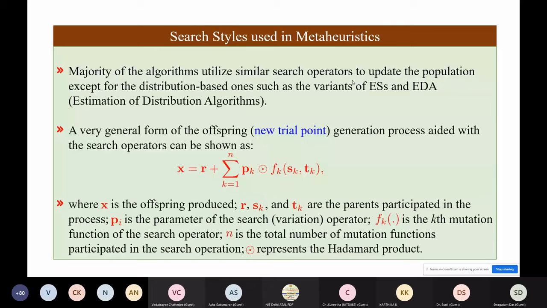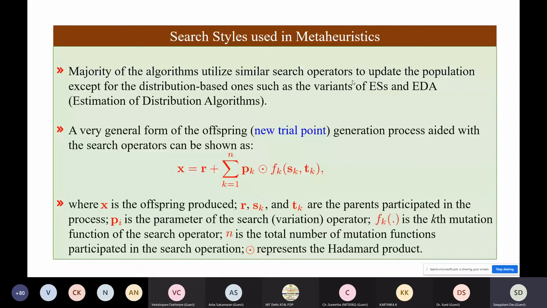We are not going to discuss those things here. We, on the contrary, are going to focus on the first type, a very general form of the offspring generation process. Offspring means the perturbed points. You started with a set of solutions. Now you perturb each of them, generate a new set of solutions. Then you decide who will survive for the next level of perturbation. That's the general framework of any meta-heuristic.